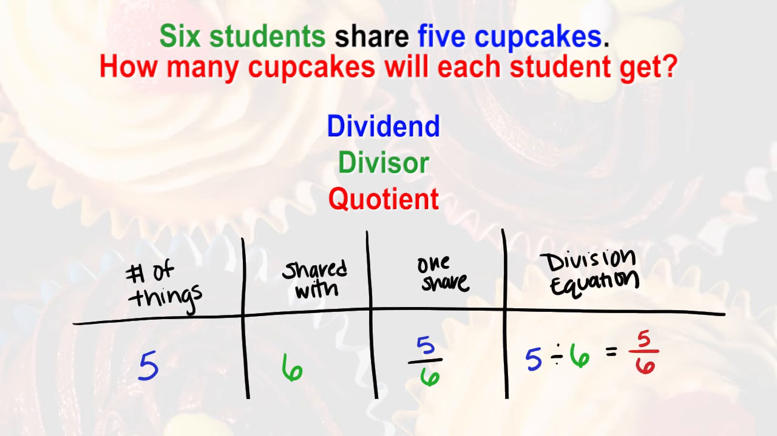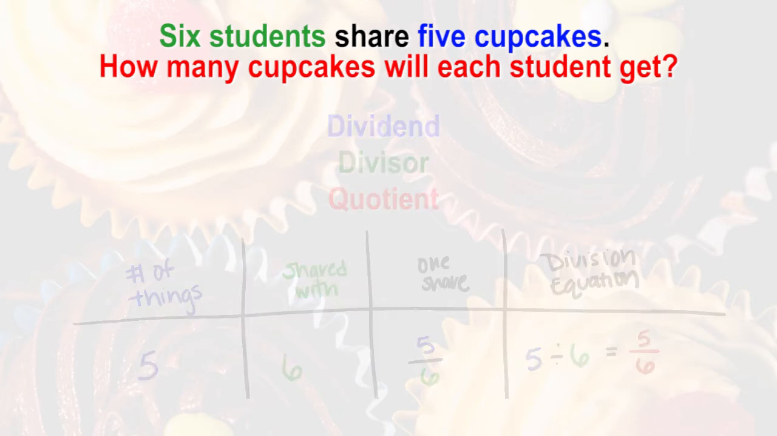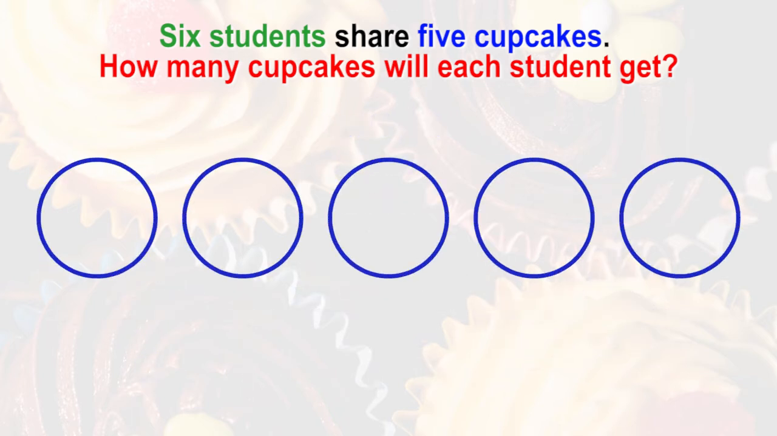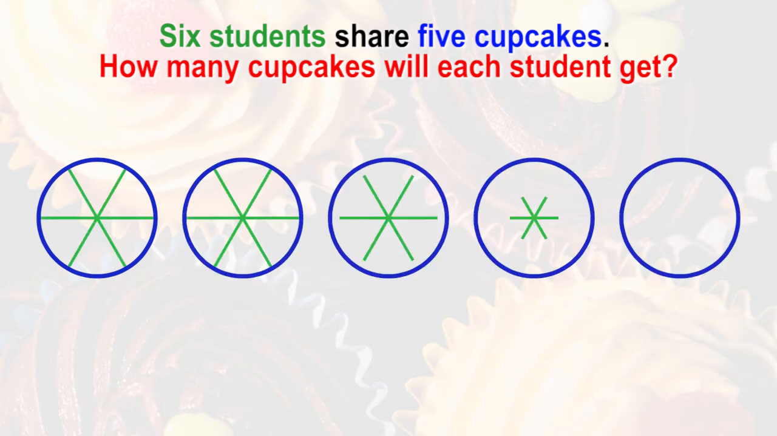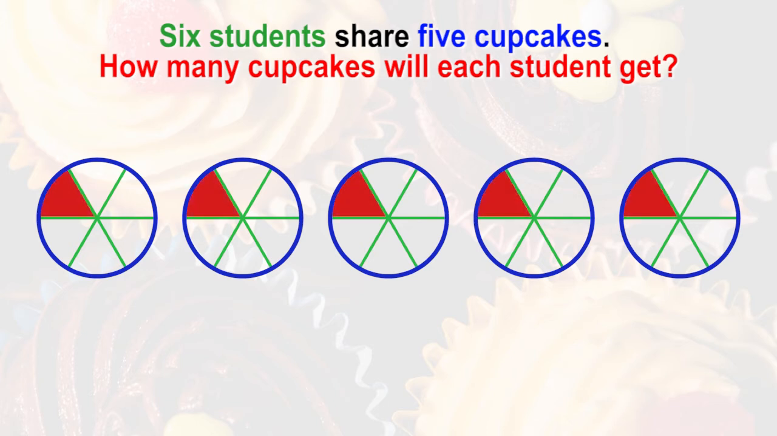Please note that some students may reverse the problem and state 6 divided by 5. It is important to remember to ask, what is the number of things shared, and who are they shared with? Let's draw a model to represent this problem. Draw 5 blue circles to represent the 5 cupcakes we are starting with. Next, divide each cupcake into the 6 equal pieces and shade in 1/6 to represent the portion that each student gets. The question asks, how much of 1 cupcake does each student get?